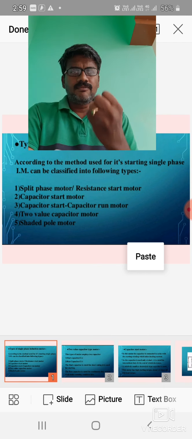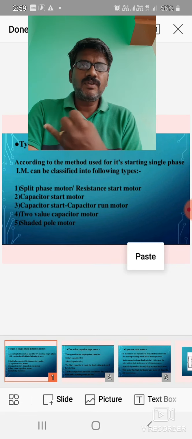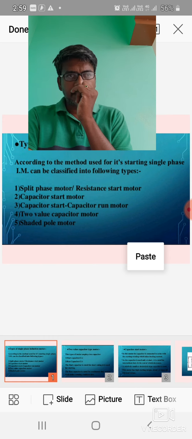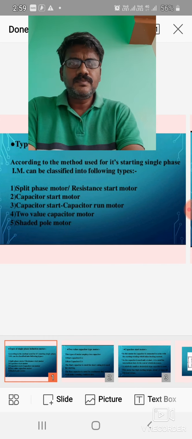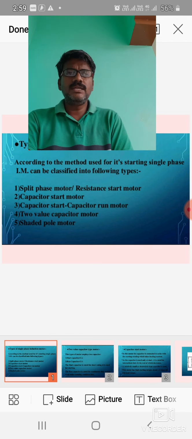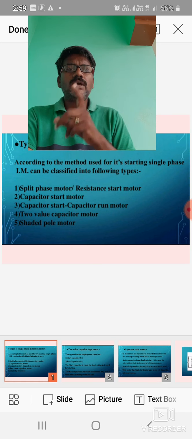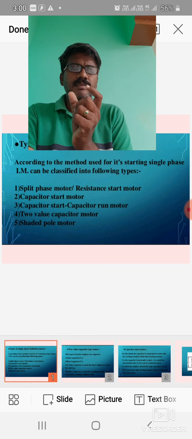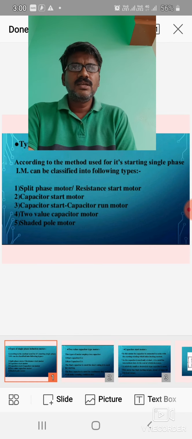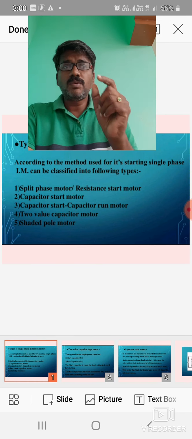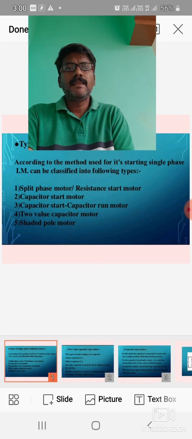Right? The first and foremost motor is the split phase motor. It is also known as resistance start motor. So the basic principle for providing two currents or two fluxes: you have to provide two fluxes, and there must be a phase difference between the two fluxes, right? Best thing is you provide a 90 degrees phase shift between the two fluxes, then we get a rotating magnetic field.